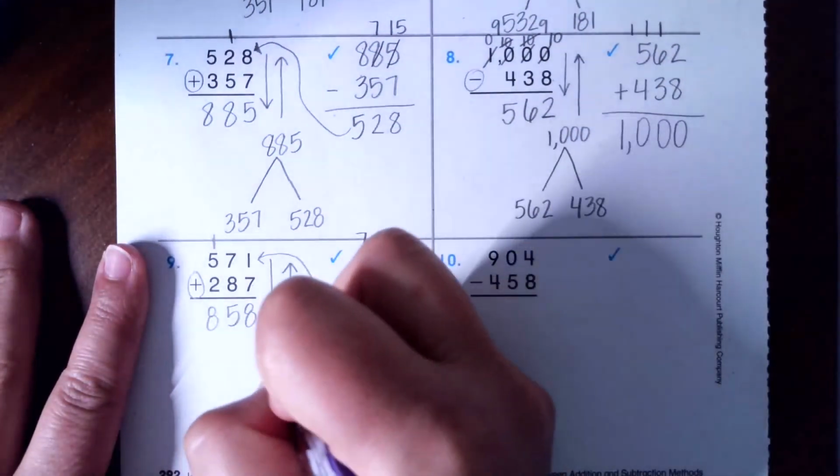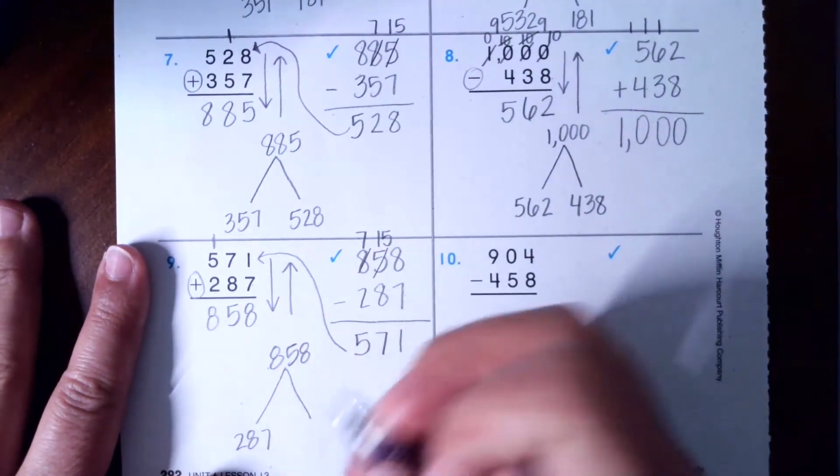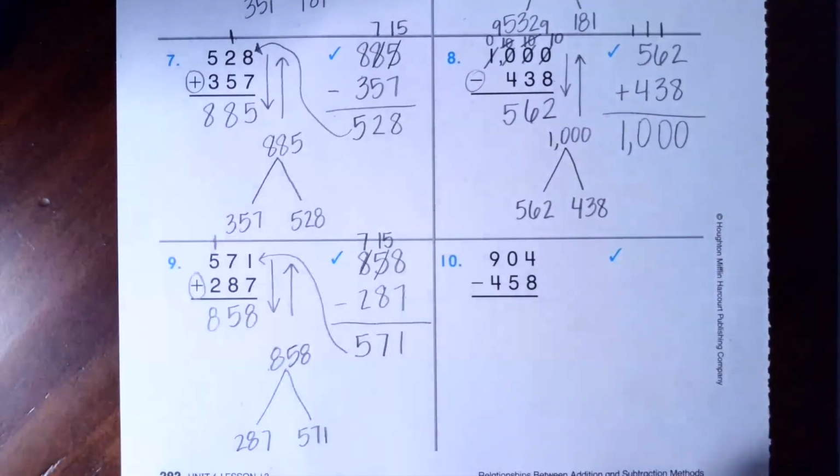And don't forget to check your math mountain. We have 858 at the top, 287 at the bottom, and 571 also at the bottom.